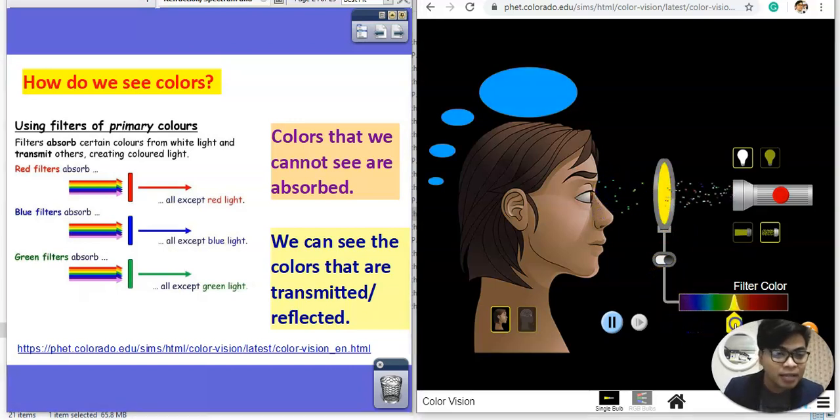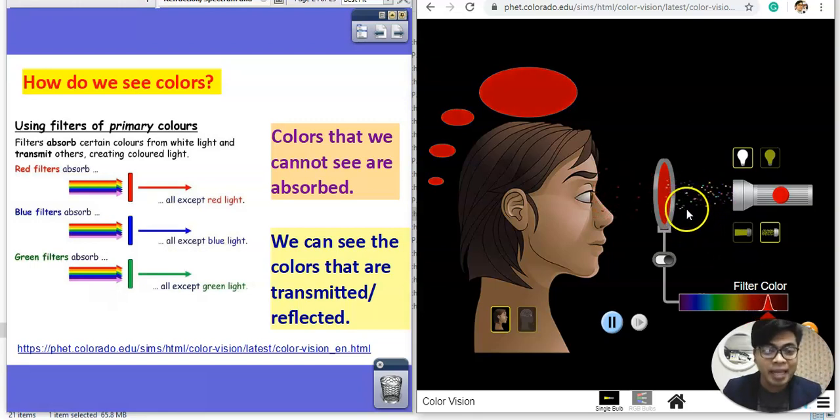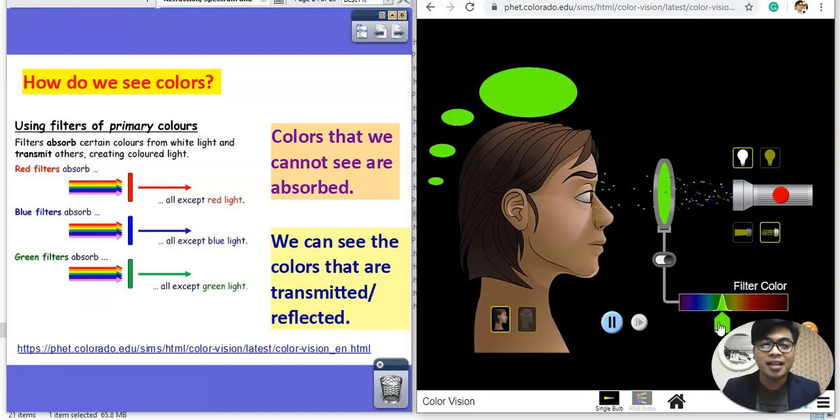However, let's take a look at red. In here we have red. Look, all the colors are being absorbed, only the red passes through or is reflected, and that's the reason why the person here can perceive the red color. And the same thing with green. So how do we see the green color? Let's put it in the darker one. Okay, it's here. So with the green color, all the other colors are absorbed, except for the color green. And this is the reason why we see only green.